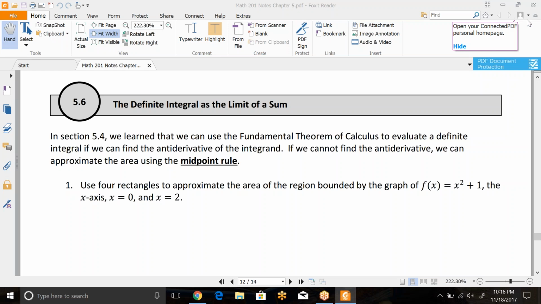All right, this is the video on section 5.6. This is our last section of notes for the day that we're missing on Monday, the week of Thanksgiving. And we're going to talk through these notes and teach you one other way to find the area under a curve, especially this is a useful rule if you cannot find the antiderivative.